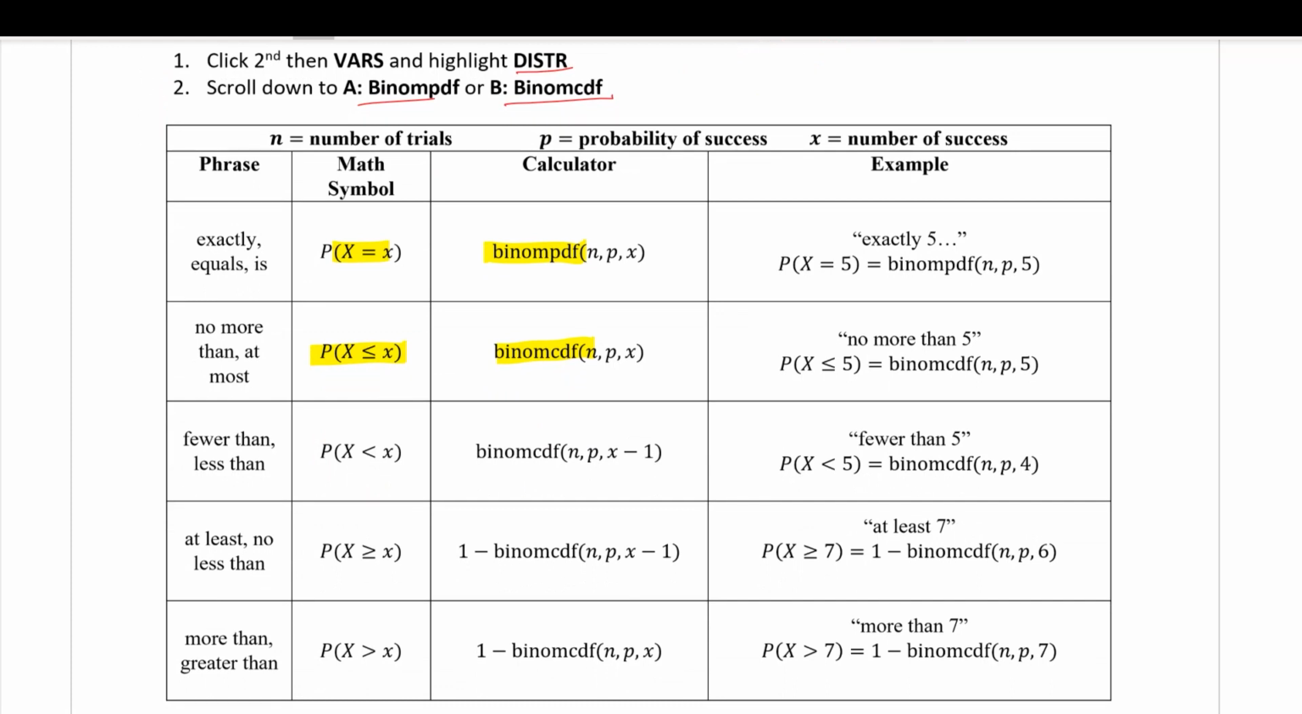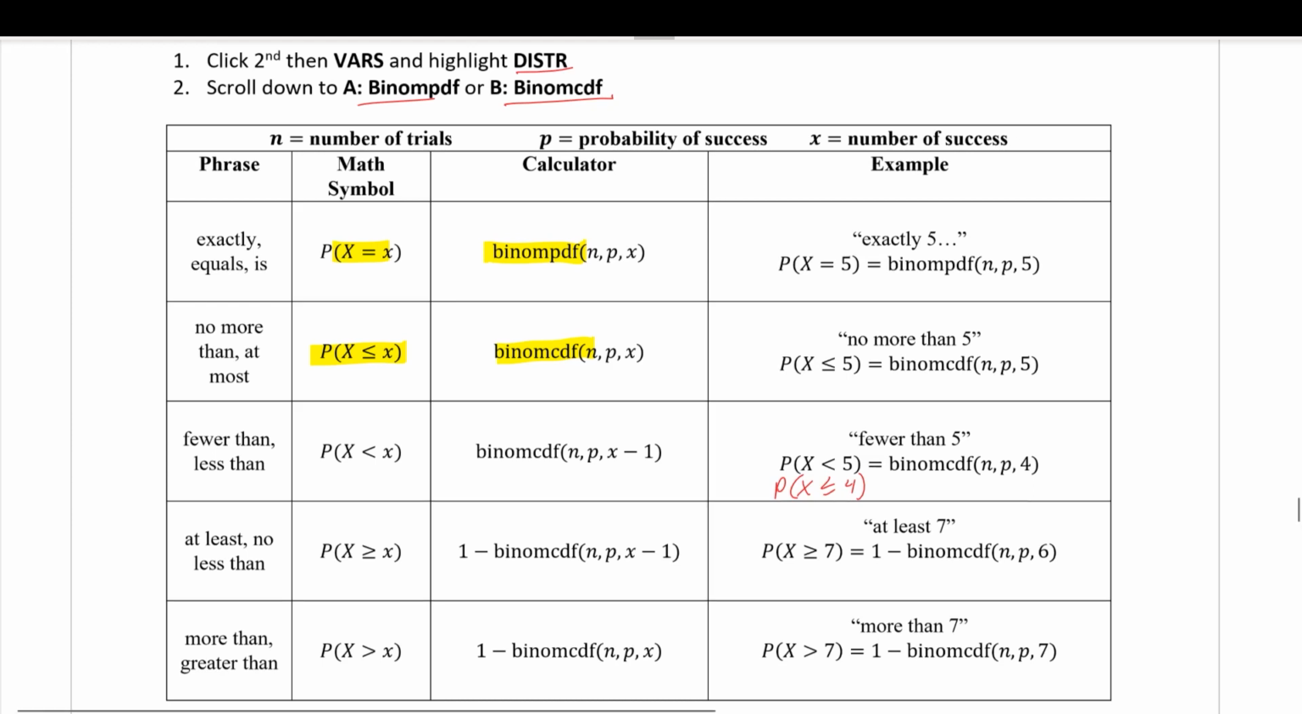Okay, so if it's less than a certain number, probably the x is less than a certain number, it's probably binomial CDF n, p, x minus 1. So for example, probably the x is less than 5. What that really means is that x is less than or equal to 4, right? So that means it's just binomial CDF n, p, 4, right? So that's all that means.